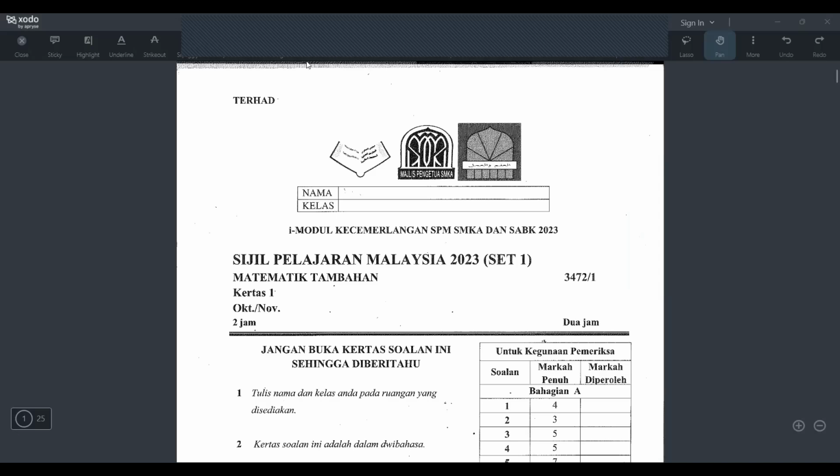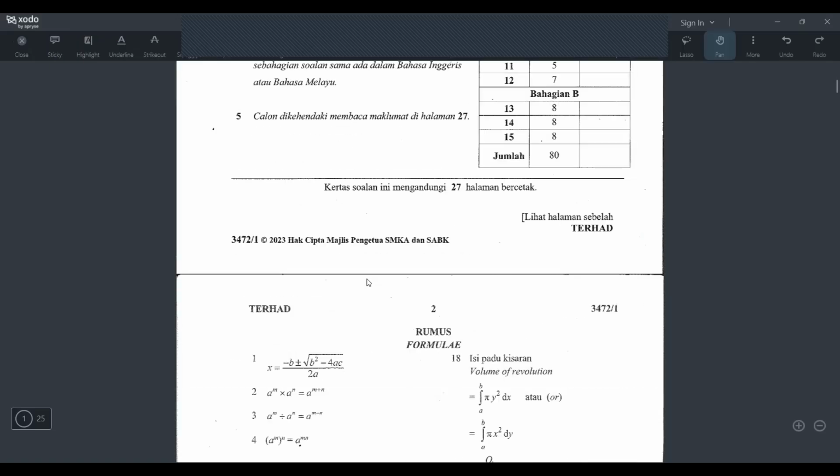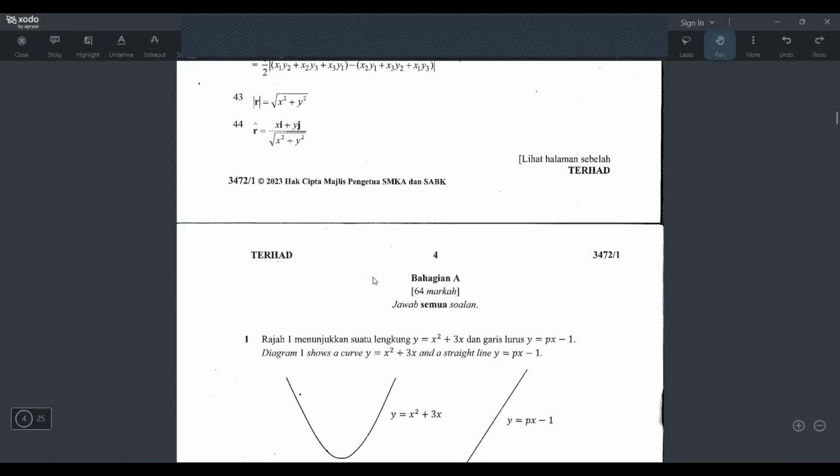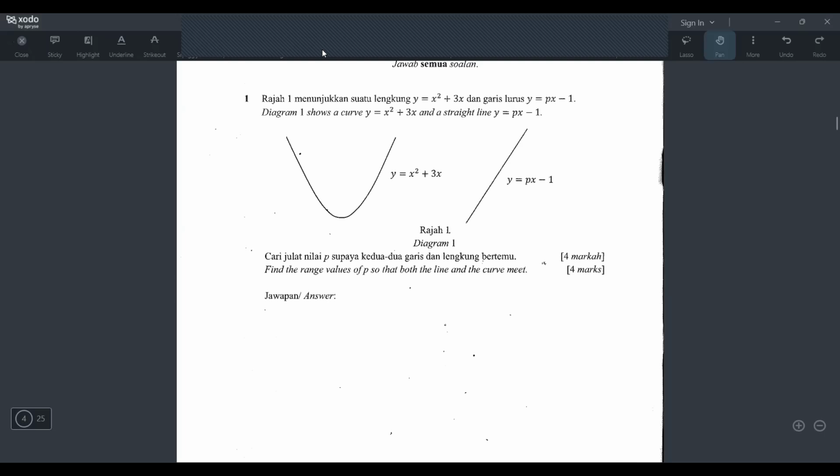All right, so I'll be going through a new paper today. This is also an Addmaths paper, Matematik Tambahan, and this is the Sekolah Agama paper, set 1, Kertas 1, the trial for 2023. So this is paper 1. Let's go. Okay, the formulas here, I will skip and then start with question 1.